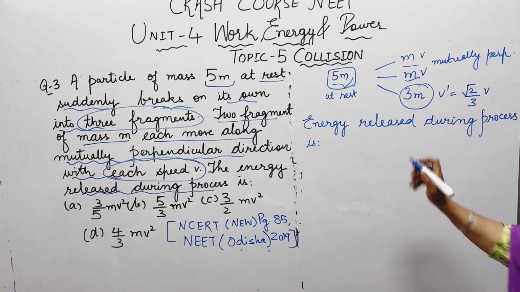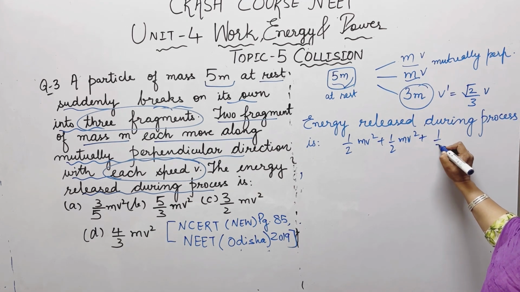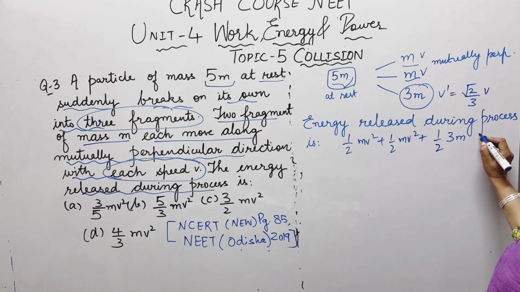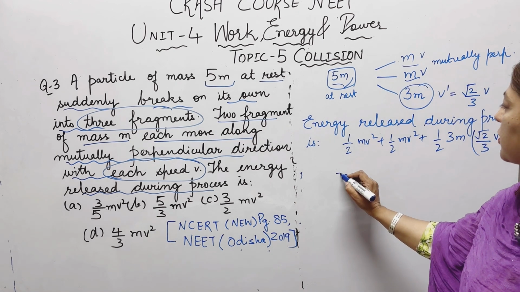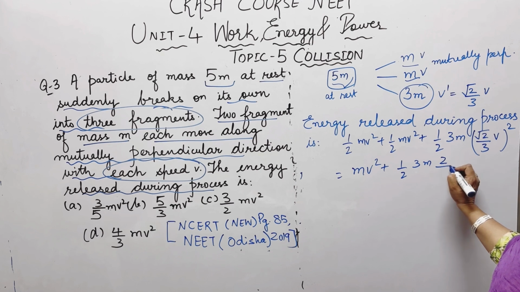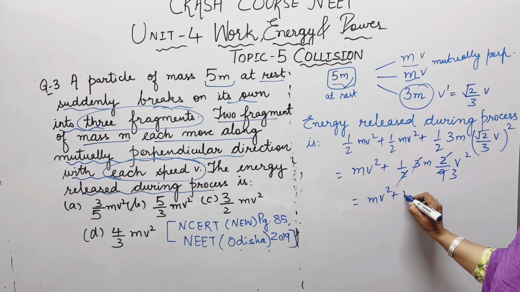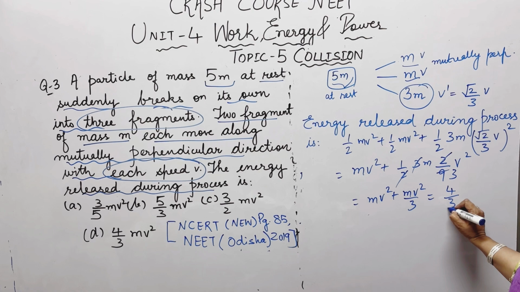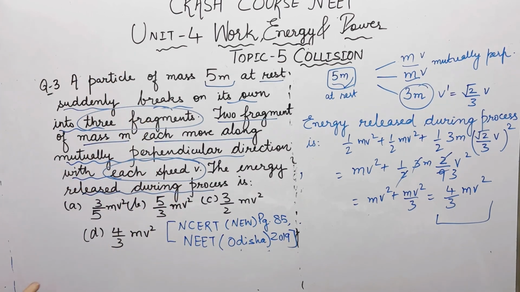The energy released during the process is given by half mv square plus half mv square plus half 3m into root 2 by 3 v whole square. So this value becomes half plus half mv square plus 1 by 2 3m 2 by 9 v square. So this is mv square plus mv square by 3. The value comes out 4 by 3 mv square. So this is the total energy released during the process. And if we look at the options, our option number D goes with the result. So the answer for the third is D option, 4 by 3 mv square.